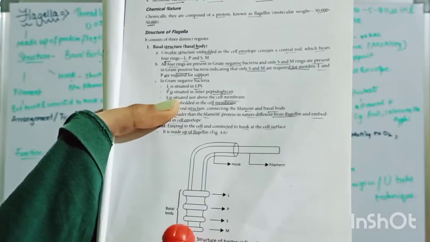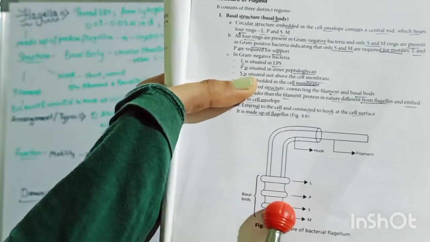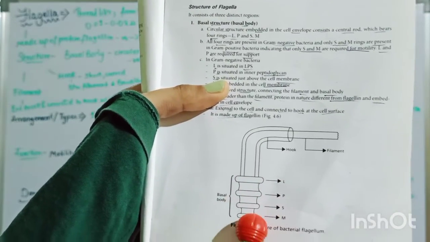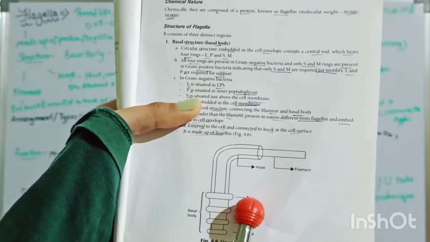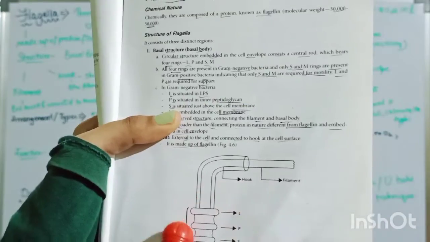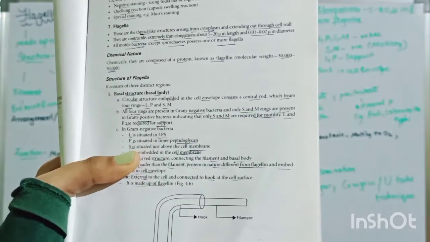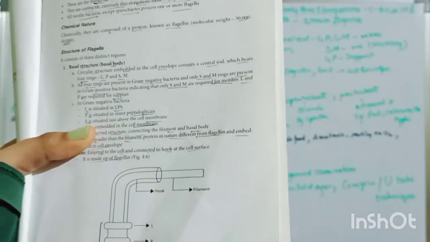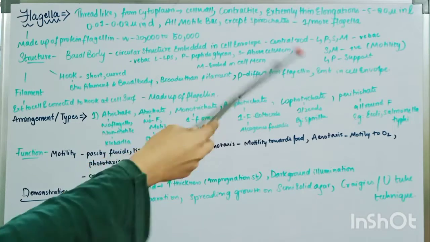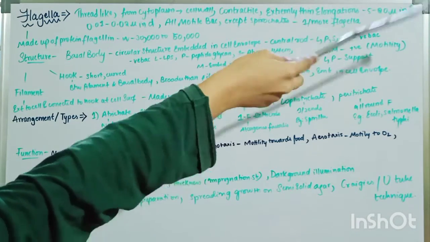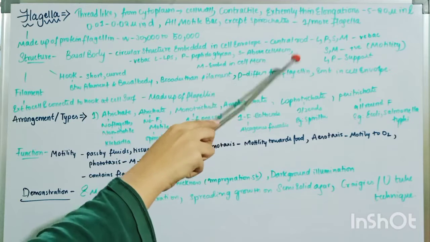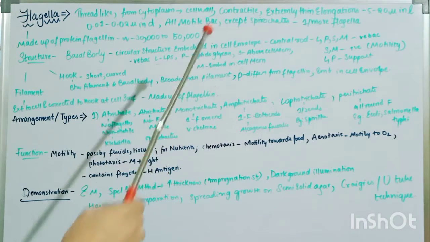As S and M are present in gram-positive bacteria, they are only for motility, and L and P are for support. So the last two parts are for motility, and L and P are for supporting the bacteria. In gram-negative bacteria, all L, P, S, M are present. L is present in the LPS, P is present in the peptidoglycan, S is present above the cell membrane, and M is embedded in the cell membrane.